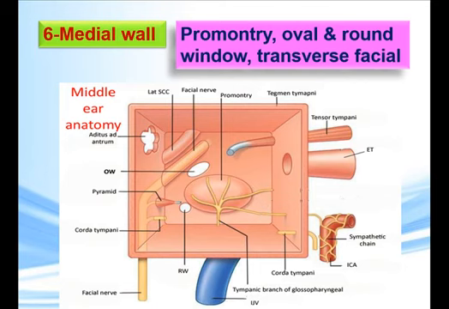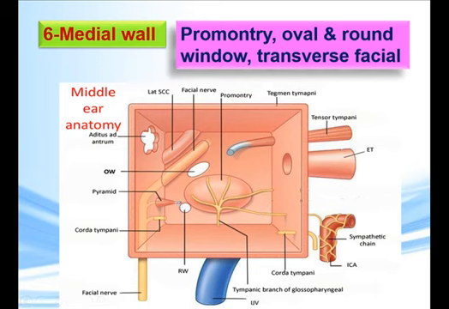Again, we are talking about rapid revision: anterior wall, tensor tympani, Eustachian tube opening, internal carotid artery; roof, the tegmen tympani separating it from the temporal lobe of the brain; floor separating the middle ear from the jugular vein; posterior wall showing the aditus ad antrum to the mastoid antrum, the vertical part of the facial nerve, and the pyramid to which is attached the stapedius muscle.